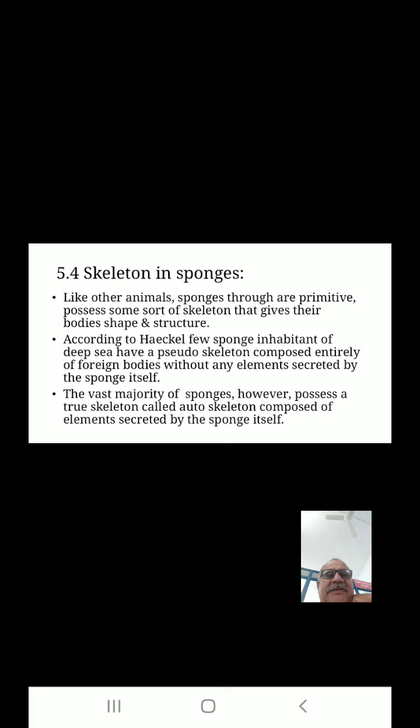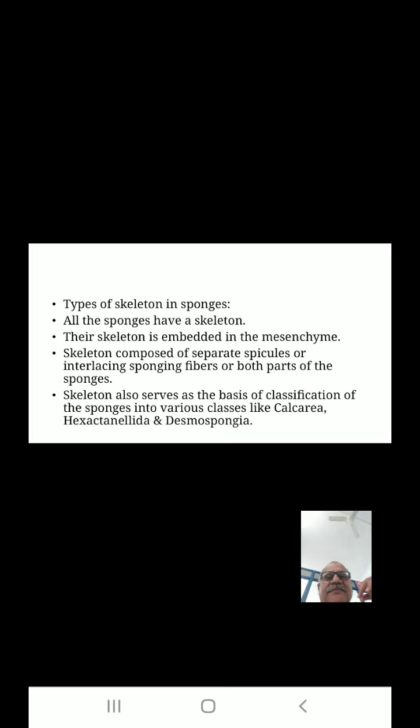The sponges inhabiting the deep sea have a pseudoskeleton composed entirely of foreign bodies, without any element secreted by the sponge itself. The vast majority of sponges, however, possess a true skeleton called the autoskeleton, composed of elements secreted by the sponge itself. Type of skeleton in sponges.